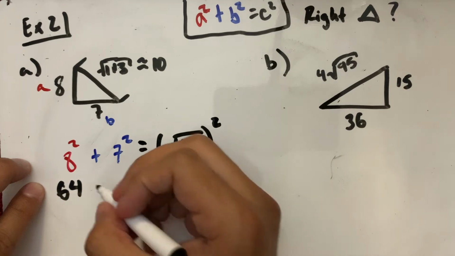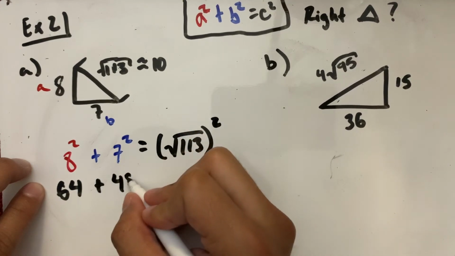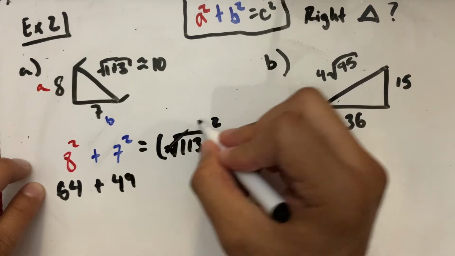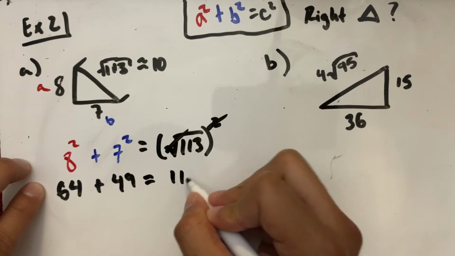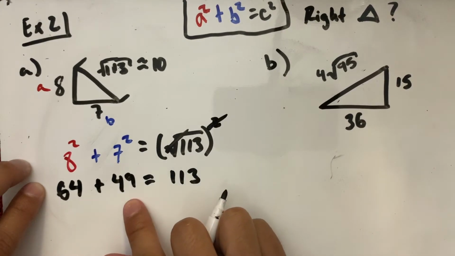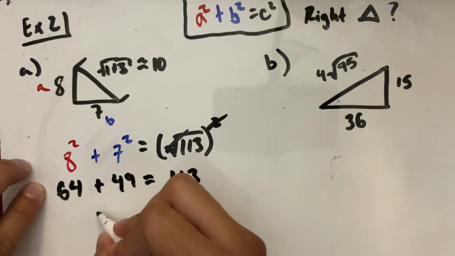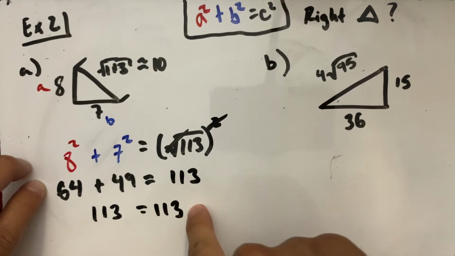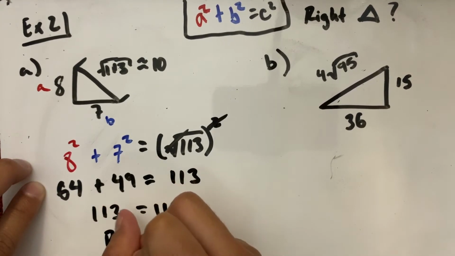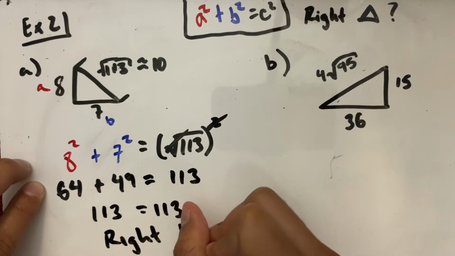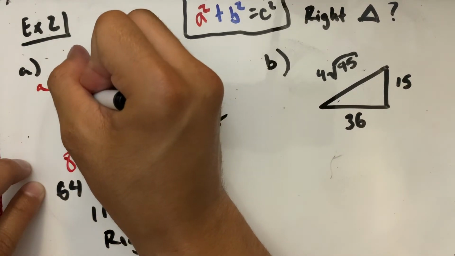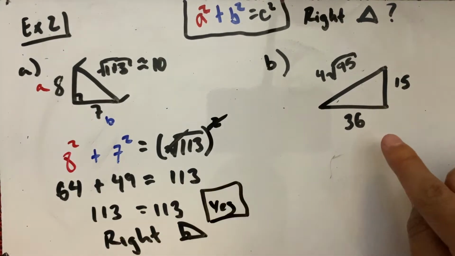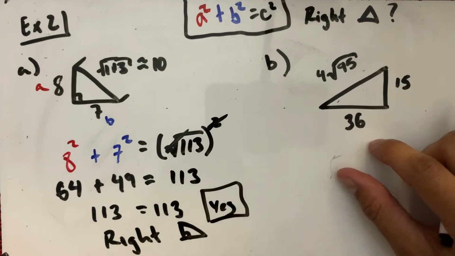All right, so 8 squared is 64, and the 7 squared is 49. And the cool part about square roots is that when you square it, this cancels out with this, so it's going to be 113. So 64 plus 49 adds up to 113 equals 113. So this is a right triangle. We can add this little box over here. Okay? So yes, score.